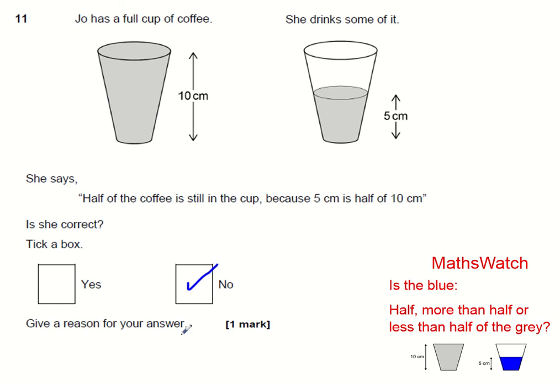And an answer that is acceptable is that it is wider at the top than it is at the bottom. Just writing it is wider at the top was enough for that mark.